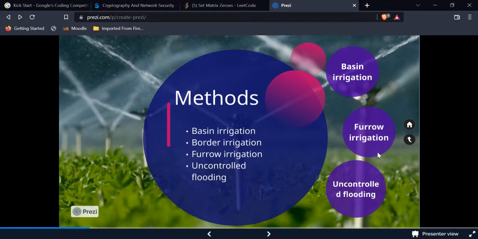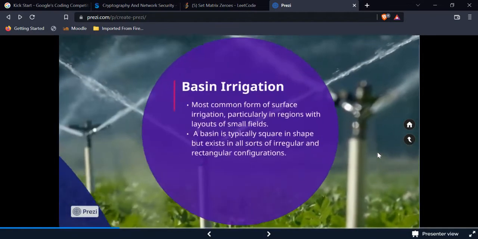Based on this, there are four types of methods in surface irrigation. The first one is basin irrigation, then border irrigation, furrow irrigation, and uncontrolled flooding. Let us see in detail about them one by one. First one is basin irrigation.